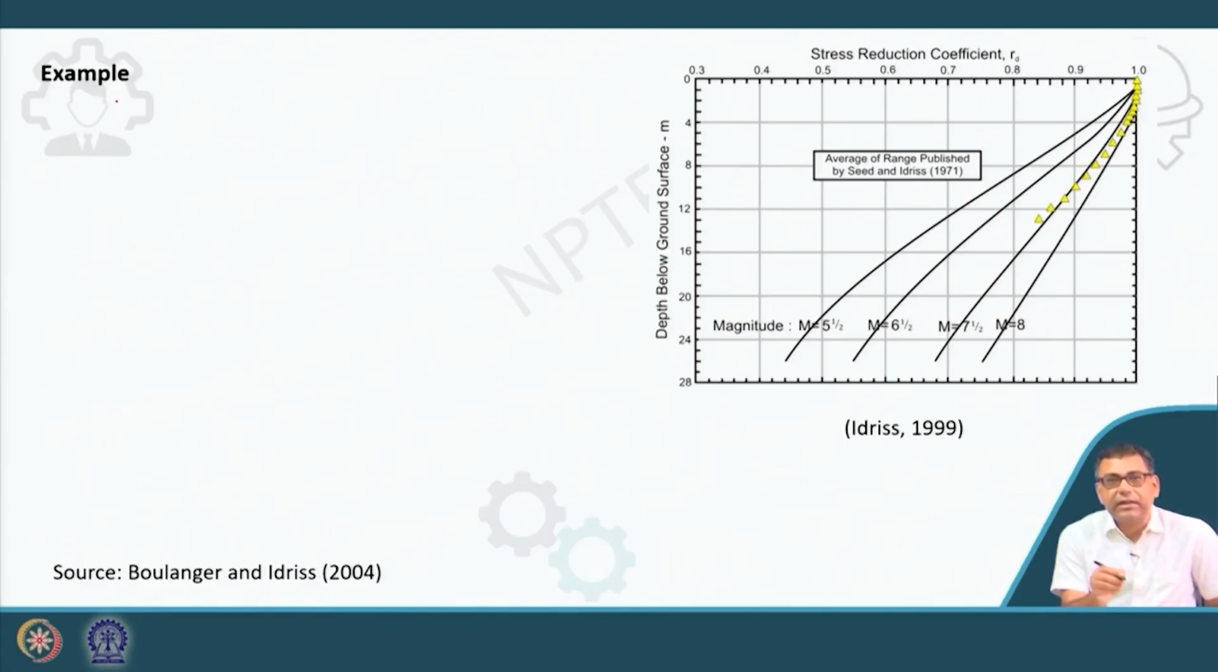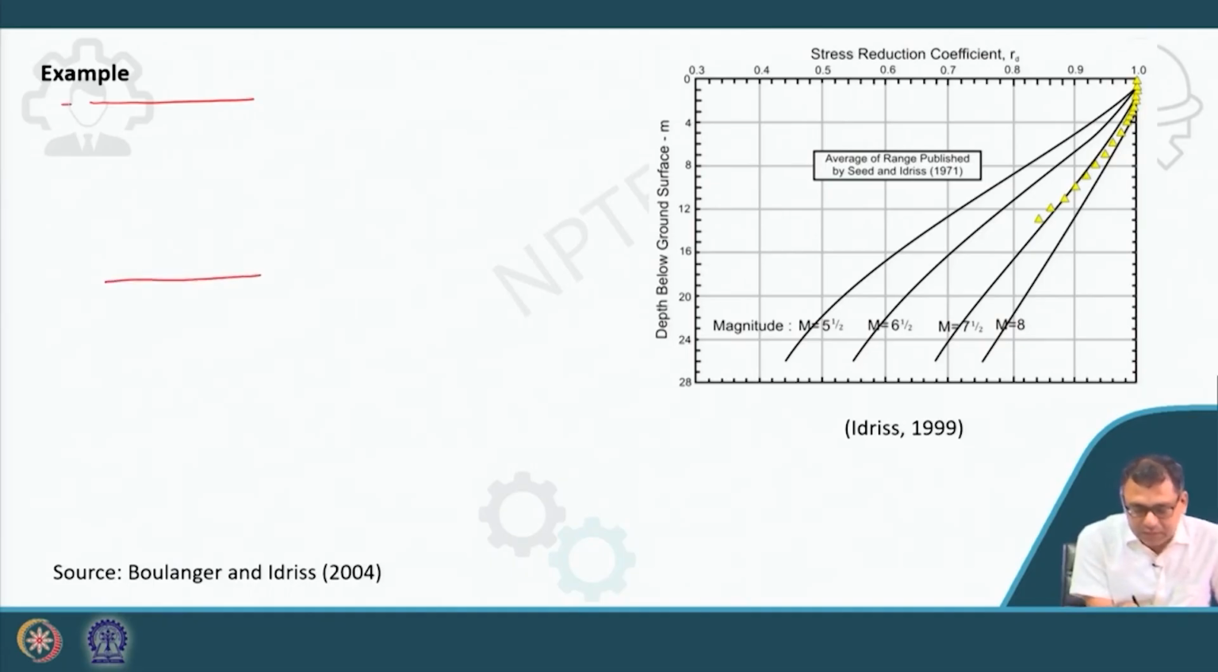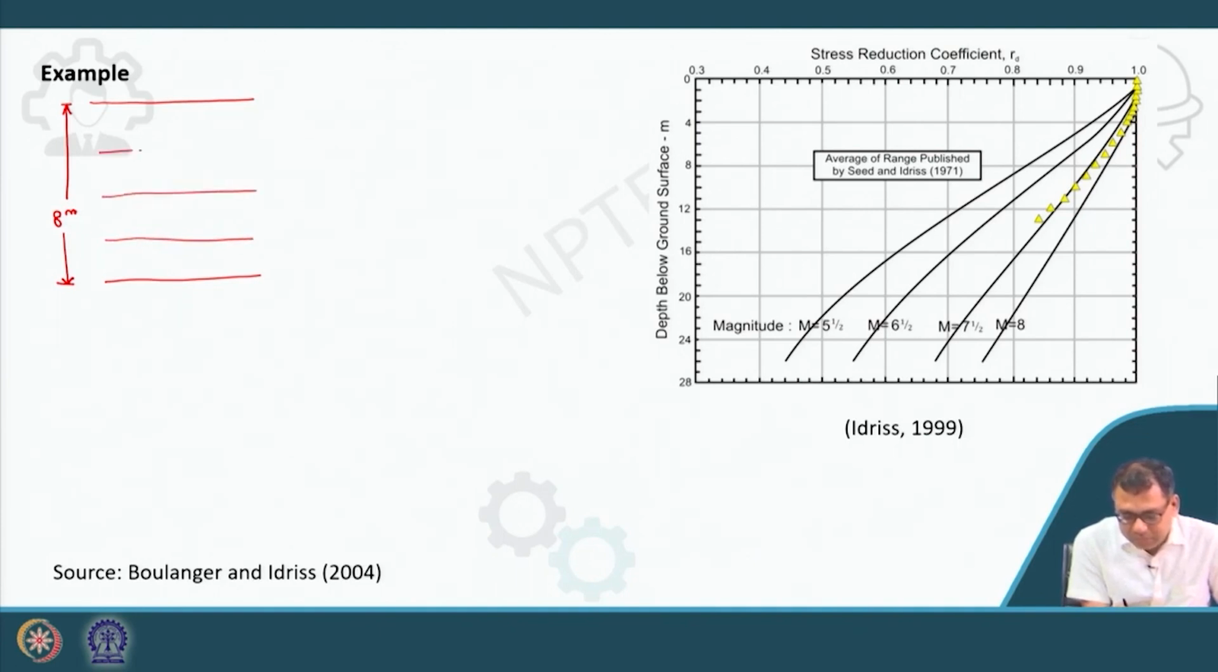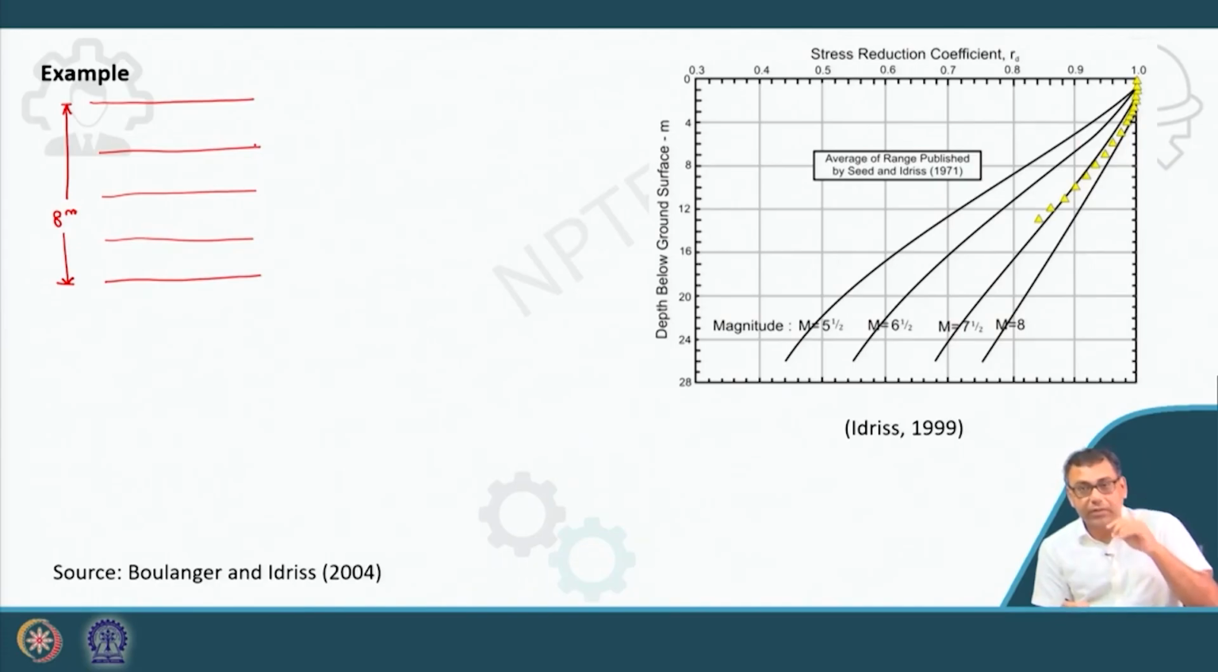So now, I have divided that soil layer into n number of sub layers. Suppose this is my soil layer, where this is say 8 meter thickness. Okay. Now I have divided it into 4 layers, because if you divide it into small segments, then it will be easier for you to calculate a more accurate result.